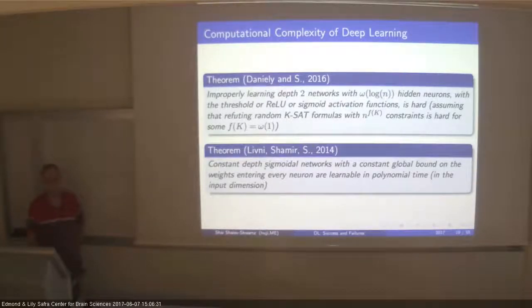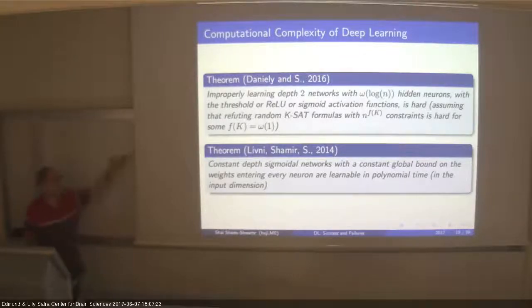Actually, it's not. Here is another theorem, with Ron Livni and Ohad Shamir, saying that what we care about in practice is constant depth, say depth 5, 6, 10. And there is usually a constant global bound on the weight entering every neuron that does not depend on the input dimension. Once we make these two restrictions on the class, this class is learnable in polynomial time in the input dimension. In the generality, if you want no bound on the weight, then it is very, very hard. But once you put a bound on the weight, it's not hard. So the difference is in the bound on the weight? Yes, the difference is the bound on the weight.